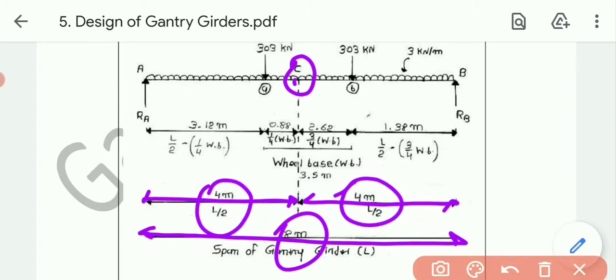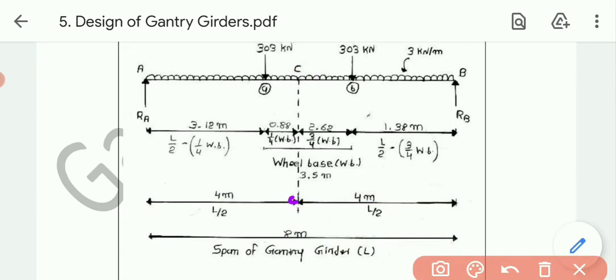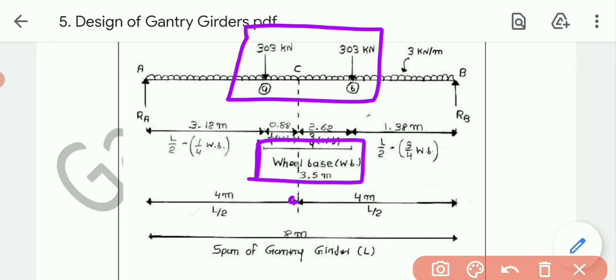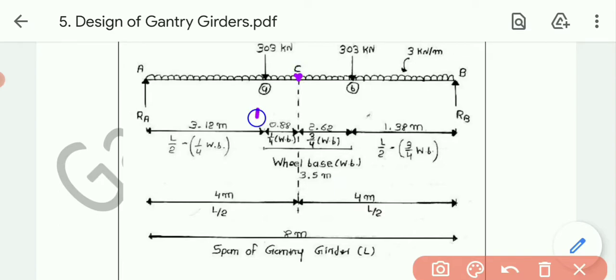That's our center. Now the distance between the two wheels, that is known as wheelbase, is given to us in the data, that is 3.5 meter. Now from the center, on the left hand side, at 1/4 of the wheelbase, put the first wheel. So 1/4 of 3.5, we will get the answer 0.875. Let's keep it to 2 digits, so 0.88. So from C towards the left hand side at 0.88 meter, let's put the first wheel over here.